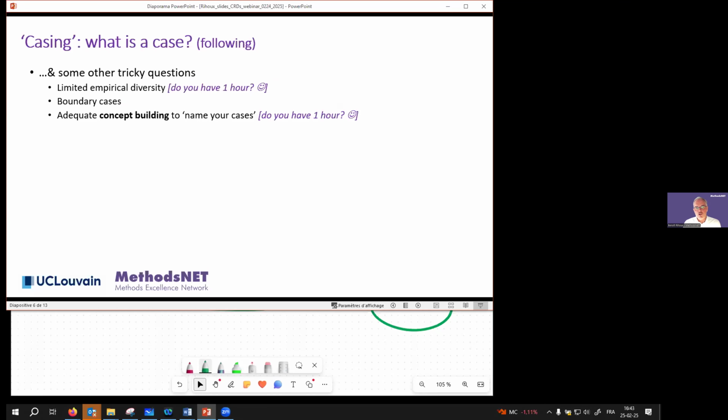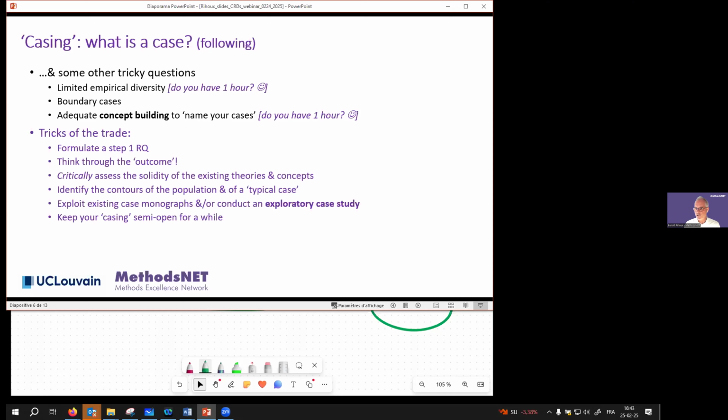And of course, a huge and classical topic is which are the adequate concepts to name my cases, to label my cases. So the whole issue of concept building, which I demonstrate and unpack in my full course, is about the right concepts that you should use when you do comparative research, especially. You should make sure that your concepts are able to travel across cases, that they are able to cover a whole set of cases, or a population actually, or a subpopulation of units. And it is also quite tricky to do.